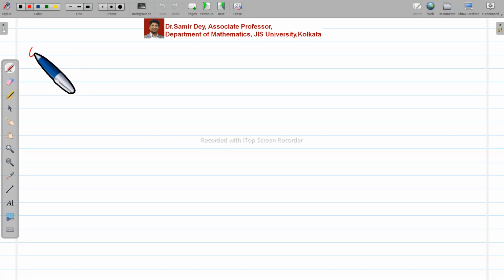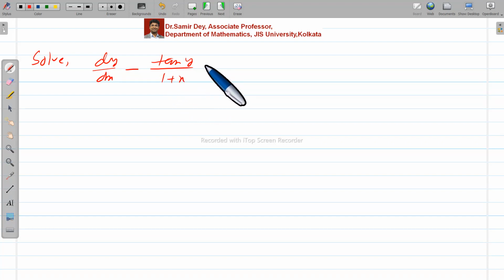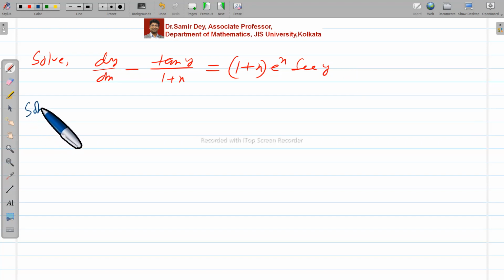Okay, now I am considering one simple example. Now is also very important. Solve dy dx minus tan y into 1 plus x is equals to 1 plus x e to the power x into sec y. Okay, now try to understand how to solve this. It's very easy. Now you can see from the differential equation, dy dx is here on the left.